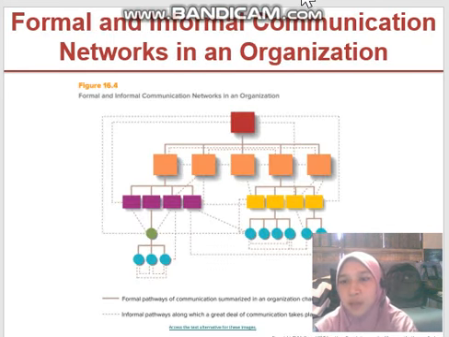This table summarizes the formal and informal communication networks in an organization. Please remember formal communication network is one in which you follow the organization chart. Informal is one in which you can have communication with everyone in the organization informally. But please bear in mind there is another type of communication network, known as the external network. This external network refers to the network that you build, that you develop with people outside the organization. That is why it is known as the external network.